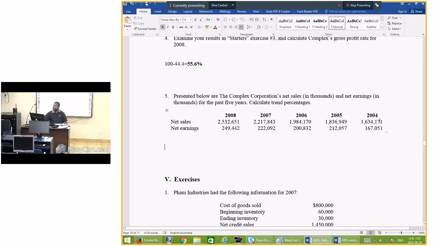We take 2004 as 100, then it increased by 1836, then take the difference and calculate the percentage, that is the trend of net sales. Likewise, net earnings from 167,051 to 2012-57. How much increase? What is the trend?